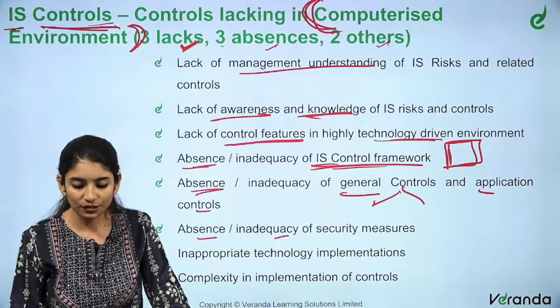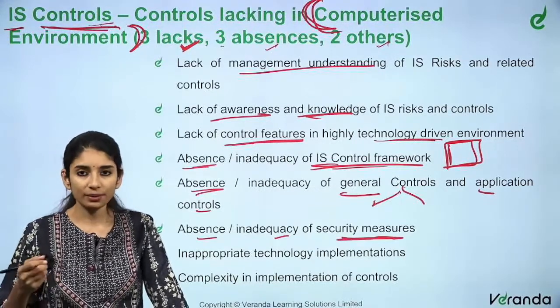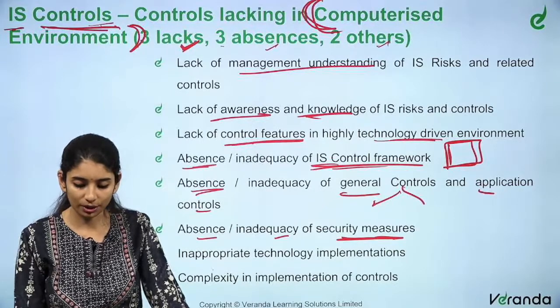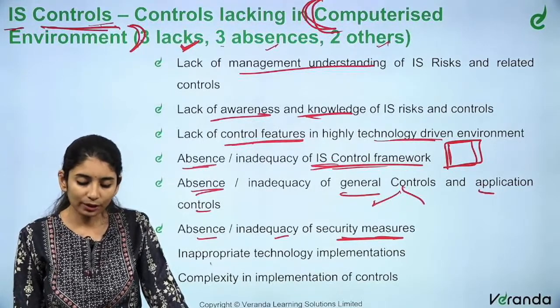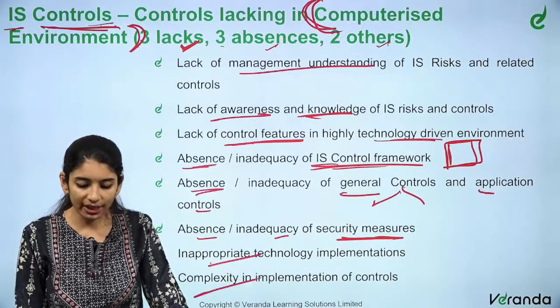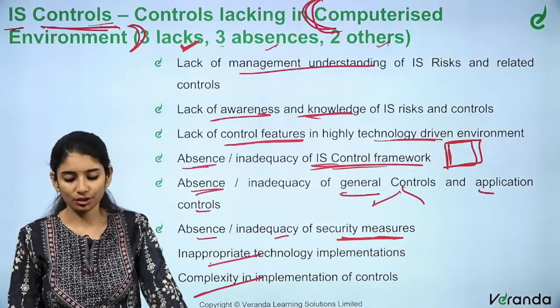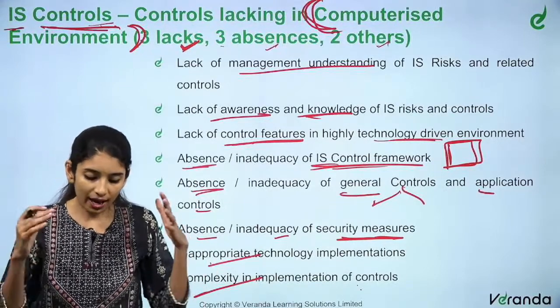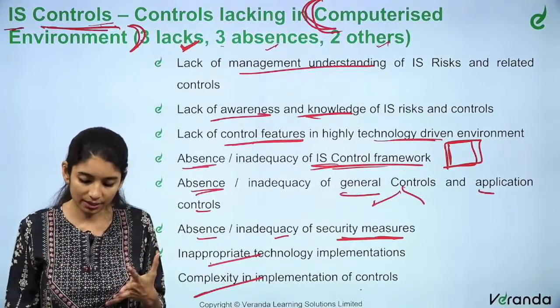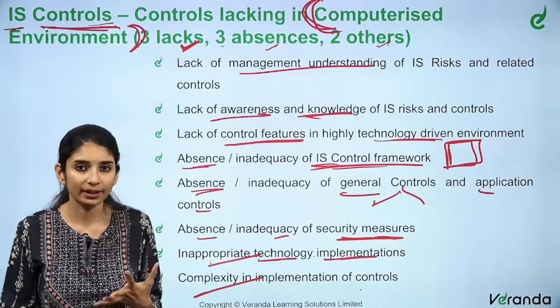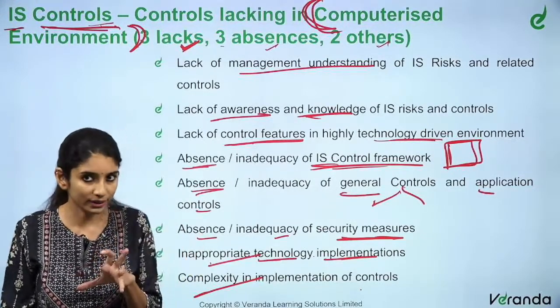Absence or inadequacy of security measures. Security measures very less. Absence or inadequacy. And 2 others, inappropriate technology and complexity in implementation of controls. So, first, the technology implementation is inappropriate. I am using the wrong technology for the wrong task.